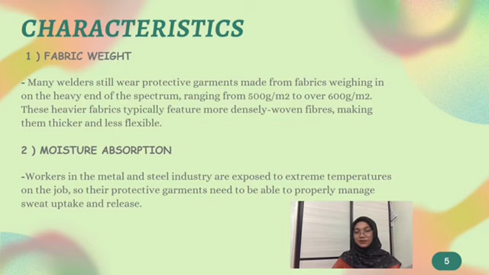So, in this slide, I will explain about characteristics. Across the metal and steel industry, we see that protective clothing can directly influence employees' satisfaction in the workplace. So here are some characteristics that must be in protective clothing. First is fabric weight. Many welders still wear heavy protective clothing. This heavier fabric typically features more dense woven fiber, making them thicker and less flexible.